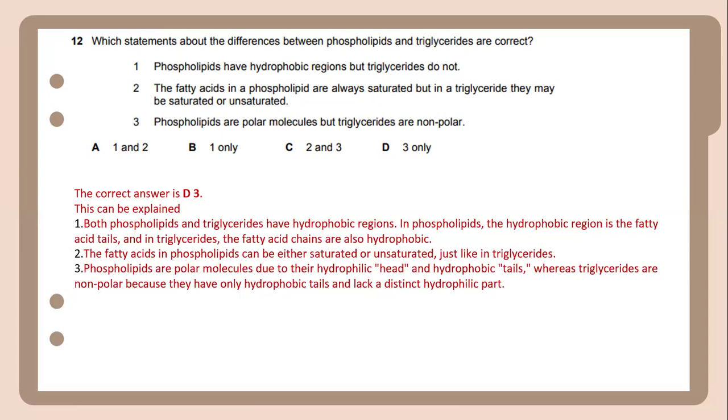The fatty acids in phospholipids can be either saturated or unsaturated, just like in triglycerides. Phospholipids are polar molecules due to their hydrophilic head and hydrophobic tails, whereas triglycerides are non-polar because they have only hydrophobic tails and lack a distinct hydrophilic part.